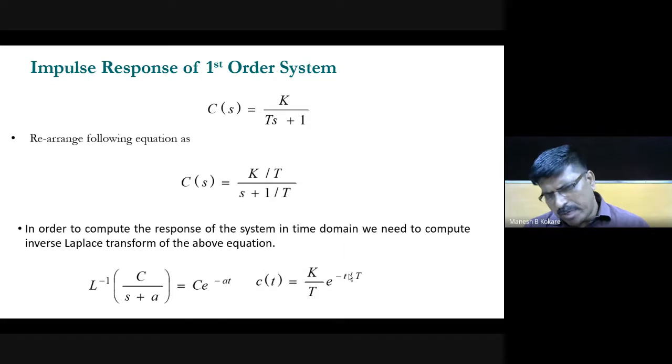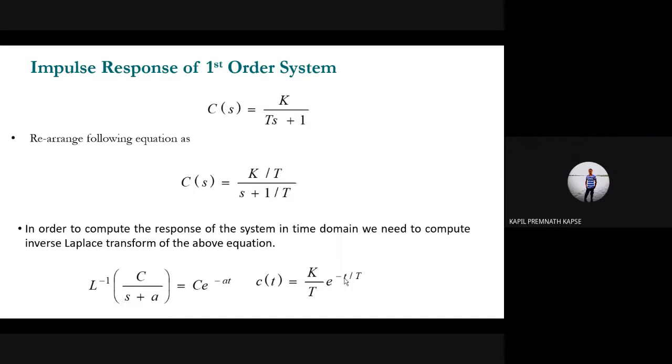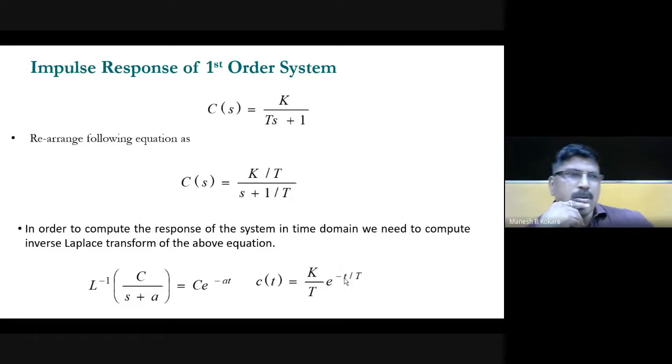Now, can you tell me what is the value of C of t when small t is equal to 0? K by T. Okay, if t is equal to 0, you will get K by T, and if t is equal to infinity, it will be 0.